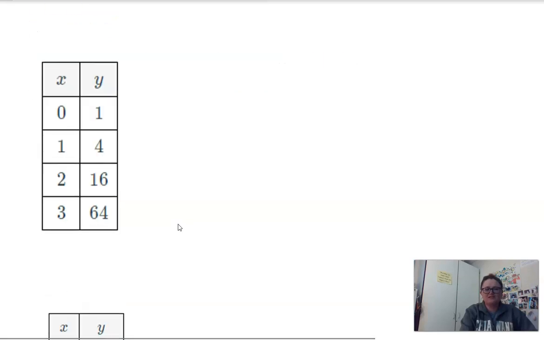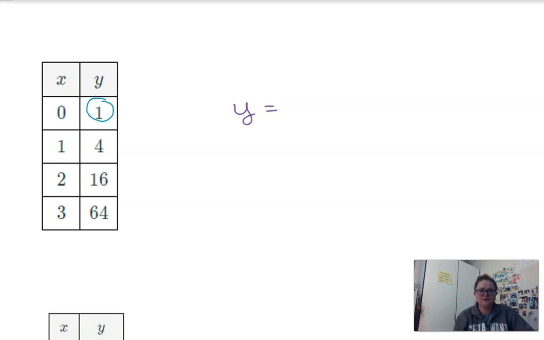You're always going to start by just writing y equals. Then you have to figure out what your initial value is. Your initial value is literally whatever y is when x is 0. If it's right here, the first number, and I think on most of these it will be, where x is 0, that's your initial value. So in this one, it's just 1.